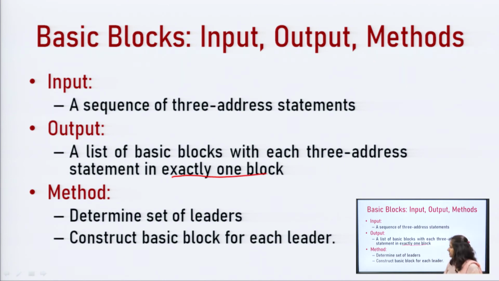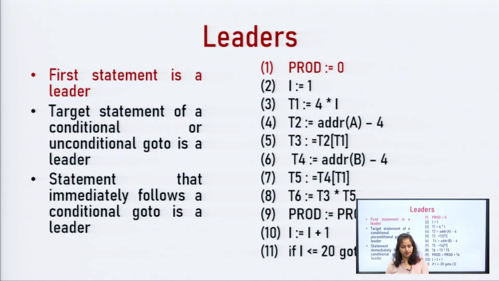Now, the method is: first we will determine the set of leaders in the 3 address code, and then we will construct a basic block for each leader. So, the first step in the method is to get the leaders and then to construct the basic block for each leader. So, how to get the leader? There are three ways, three steps, for getting the leader.